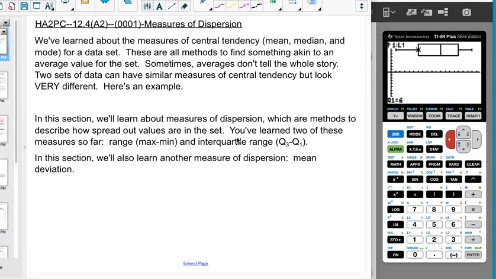All right, this is Honors Algebra 2 Pre-Calculus. We're doing 12.4 in Algebra 2, which is measures of dispersion. So we've learned about the measures of central tendency, meaning the mean, median, and mode for a data set. These are all methods to find something akin to an average value of the set. Sometimes averages don't tell the whole story, though. Two data sets can have very similar measures of central tendency, but look incredibly different.